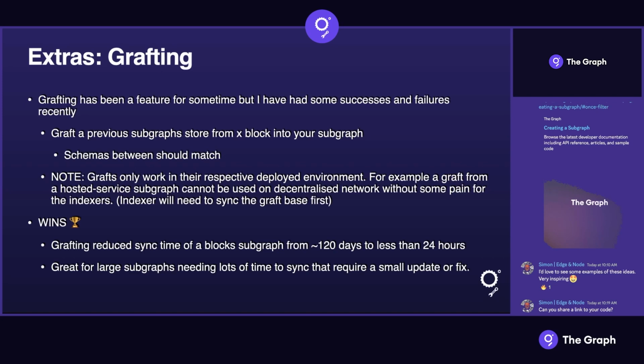But the big win that I've had with grafting is that I had a block subgraph that was taking about 120 days to sync, and with a graft, it went under 24 hours. It's really, really good for large subgraphs that need a lot of time to index, a lot of time to sync. If you need to do a small update or fix, use grafting because it's quite easy.